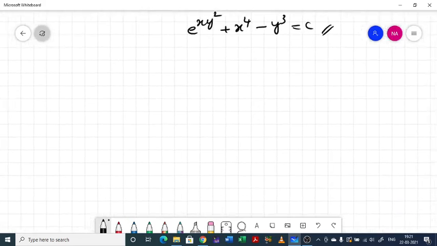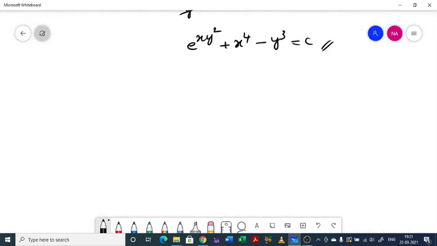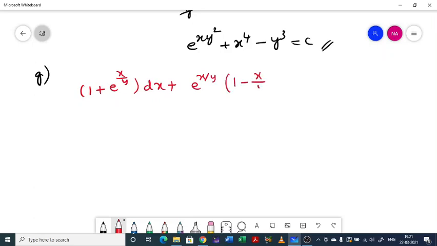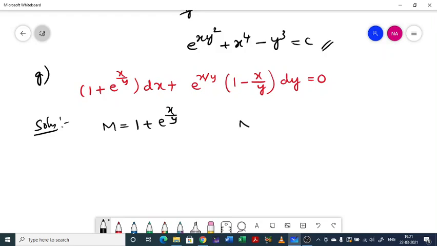B, C, D, E, F, I think the last one. Here G. So the problem statement is (1 plus e power x by y) dx plus e power x by y into (1 minus x by y) dy equal to 0. Solution. Here M equals 1 plus e power x by y, N equals e power x by y into (1 minus x by y).